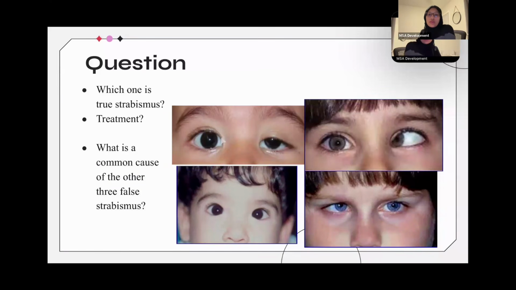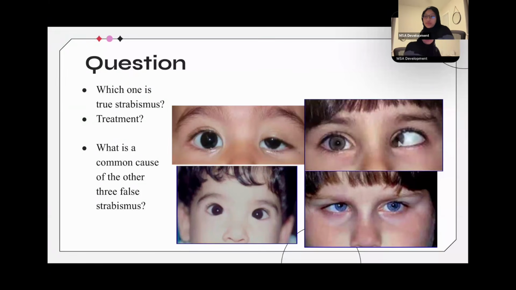Which one is true strabismus? How do we know? You're looking at the light reflex. If that light reflex is dot-like in the center, it's okay, it's normal. The one that is not in the center and is away from the pupil a bit, away from the nose, that is the true strabismus. These are false strabismus. Look at the corneal light reflex.